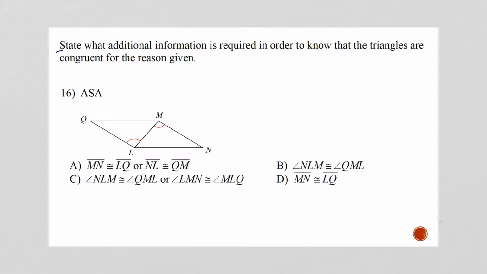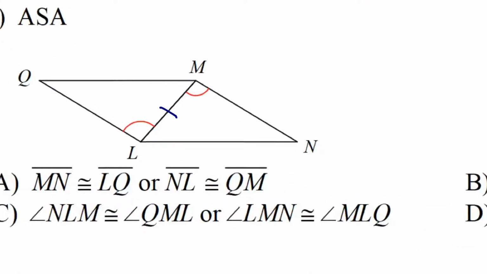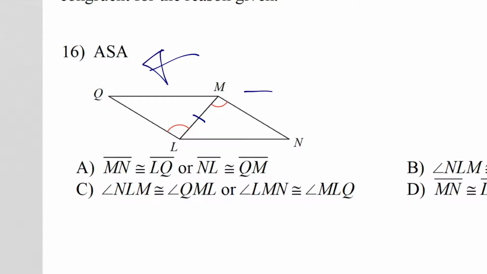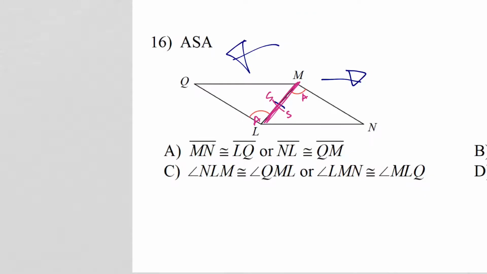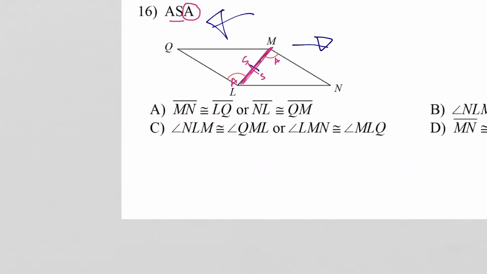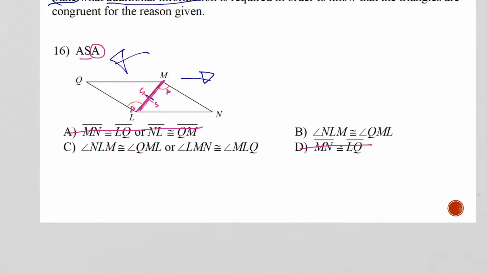Question 16, they're asking you to state what additional information is required. Well, if there's any information I can add already based on the information given, then I can. And I can add information: side LM from the left triangle is congruent to side ML from the right triangle. The left and right triangles have a congruent side, so I can add in the tick mark. So right now I have angle, side for both. But I need angle, side, angle. So all the options that have sides are out. I don't need anything with sides. I need angles.